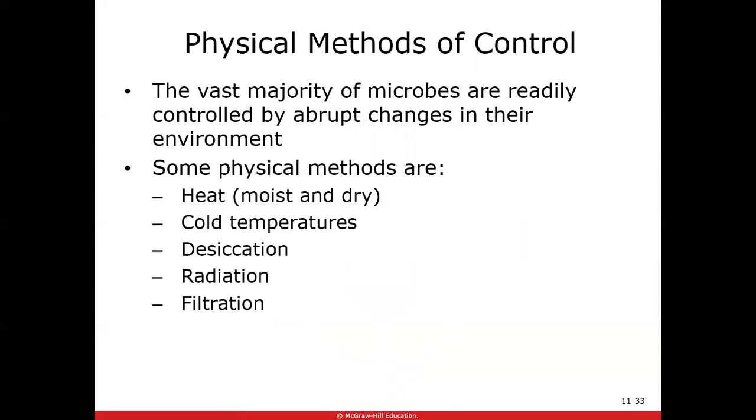Okay, here are some of the physical methods of control. The vast majority of microbes are readily controlled by abrupt changes in their environment. Some physical methods are heat, where you abruptly change the heat, and you can have moist or dry heat. Sometimes cold temperatures can kill microbes. Desiccation, that's drying it out. Radiation, filtration. These are some methods that we use to control microbes.